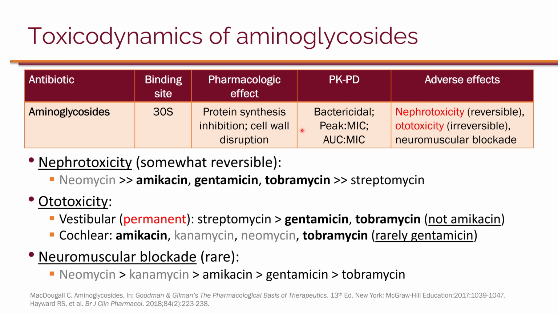So nephrotoxicity is a big issue with aminoglycosides, and in general nephrotoxicity is considered somewhat reversible, and it is dose dependent. So the higher the dose, the longer we use aminoglycosides and the more frequently we use it throughout the day, the greater the risk of nephrotoxicity. And between the three agents that we use, amikacin, gentamicin, tobramycin, the rate is somewhat similar, but higher than streptomycin. So streptomycin is less nephrotoxic.